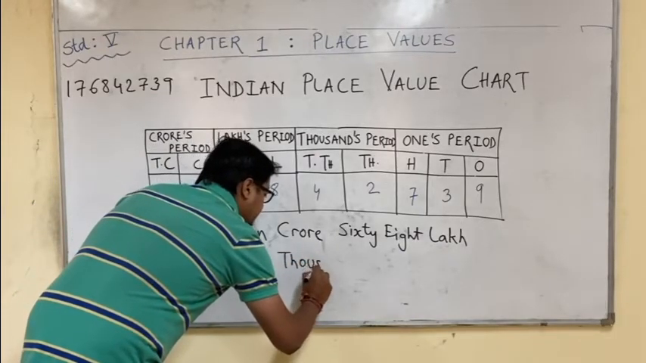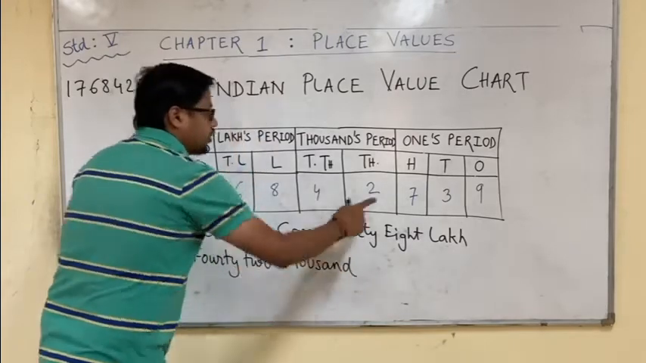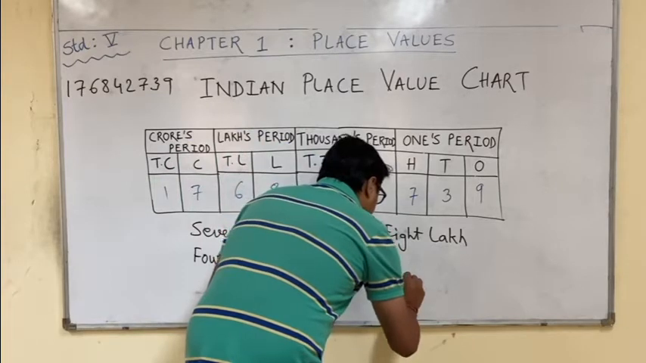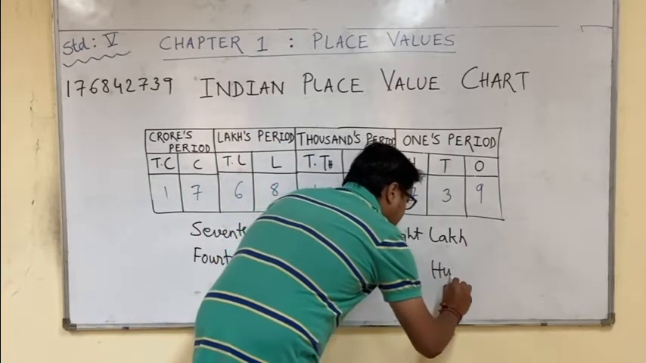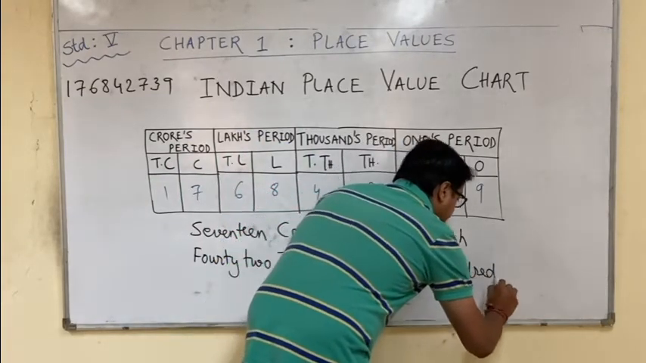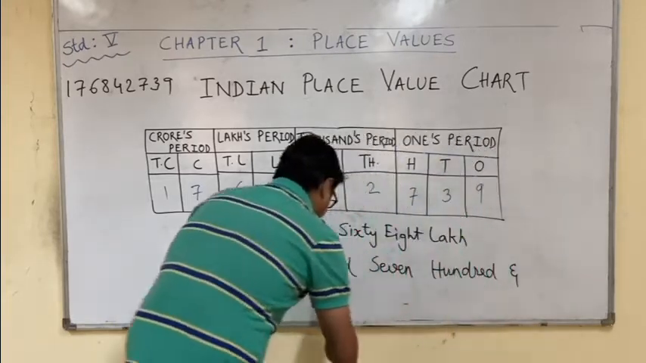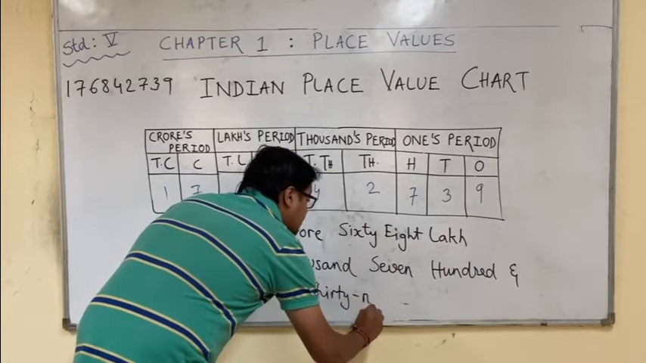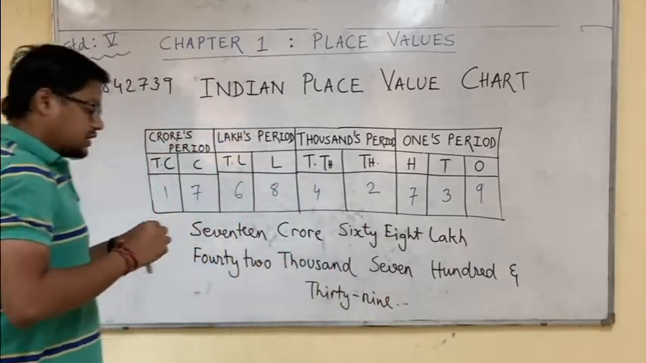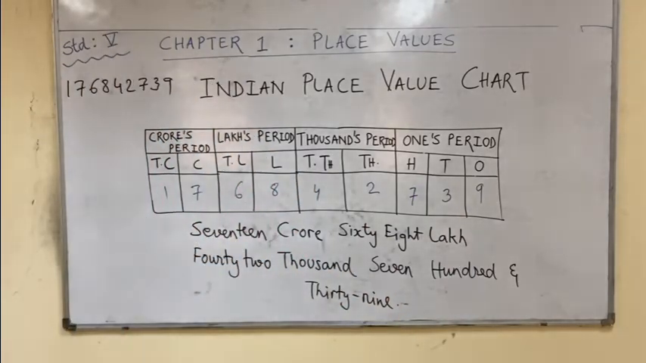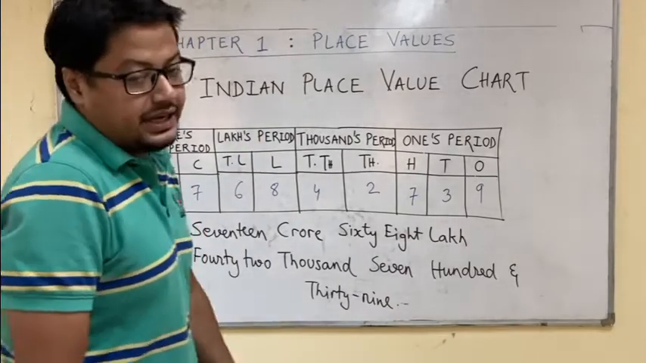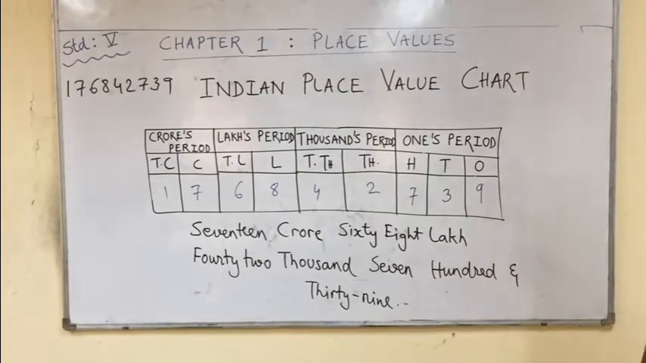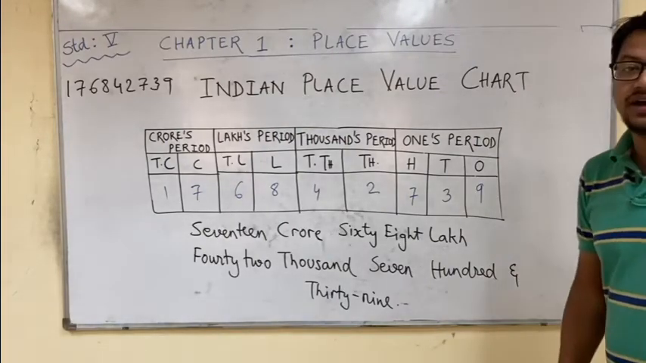Then 42,000. Then what do we have? 739. So I will write 739. Okay? So this way a full question can be done. What will be the question? Represent number in Indian place value system and write its number name.